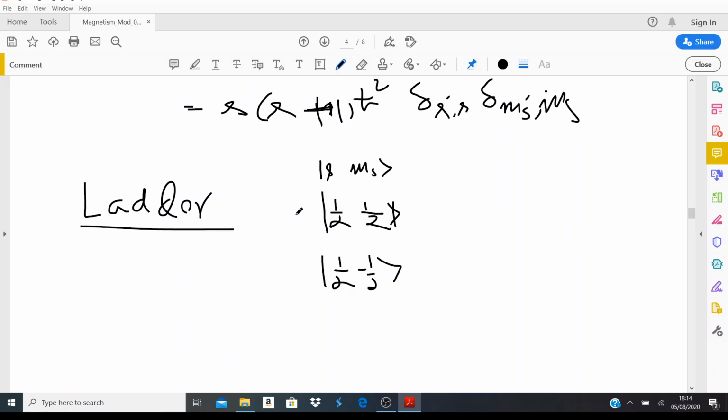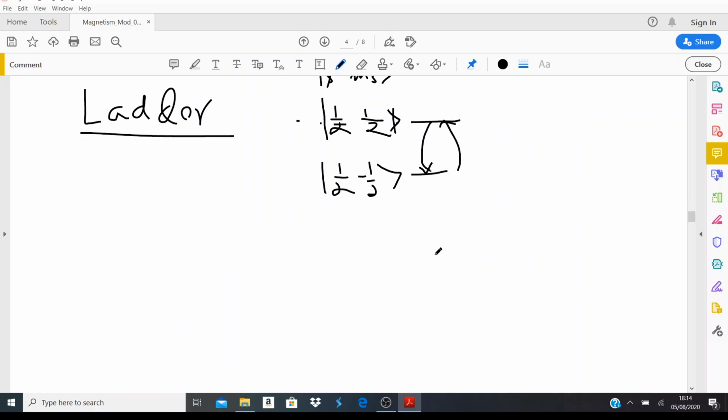So that's our two-step ladder. That's only the two steps. So there should be some operator with the help of which we should be able to make a transition from this state to this state and this state to this state, right? And that's what this S plus operator is. So this will help you to go from this state upwards to this state.